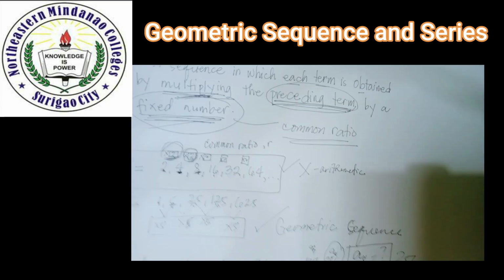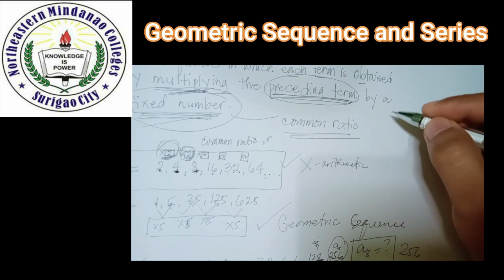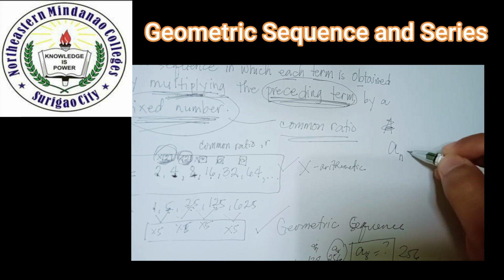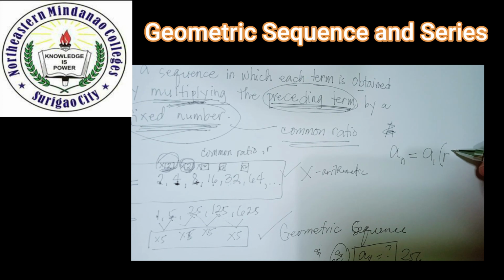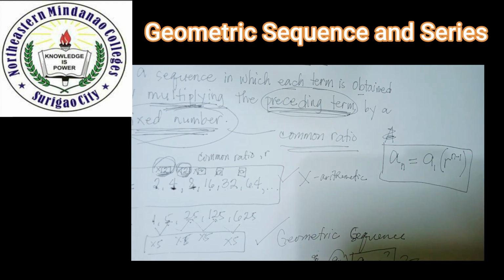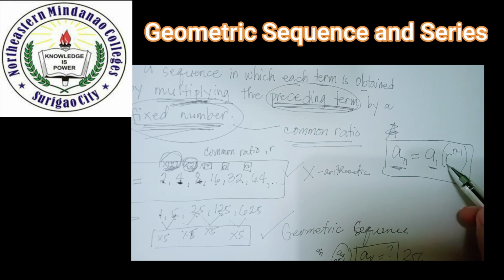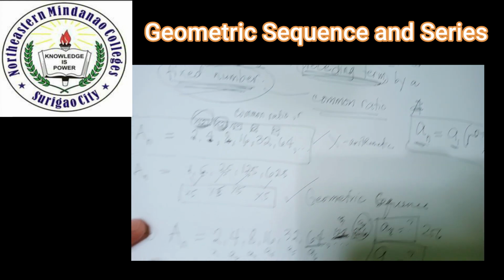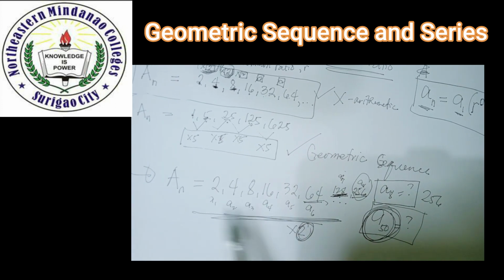Now, our formula for solving for the missing term: A sub n equals A sub 1 times the common ratio raised to the power of n minus 1. So this is our formula. Take note of it. This is the missing term, the first term, the common ratio, and the term number n minus 1. Let us answer our problem. What if we are asked to find A sub 50 of this geometric sequence?